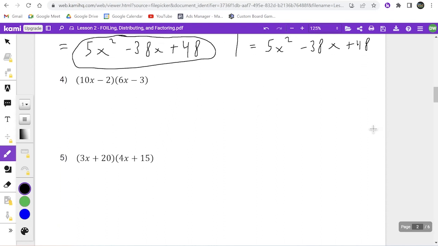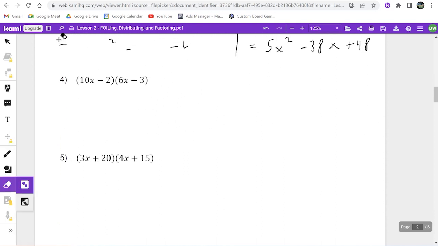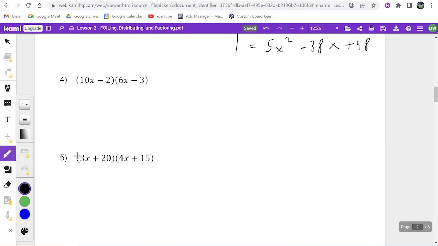Next, number 4. Let me just, again, erase some of this so I have more room. Okay. So for this one, same exact thing we've been doing. But you'll notice the first is the toughest one we've seen yet. You have 10x times 6x. What do we do? Well, you've got to multiply the numbers separately from the x's. So in other words, 10 times 6, that's 60. And x times x is x squared. So there we go. That's it.